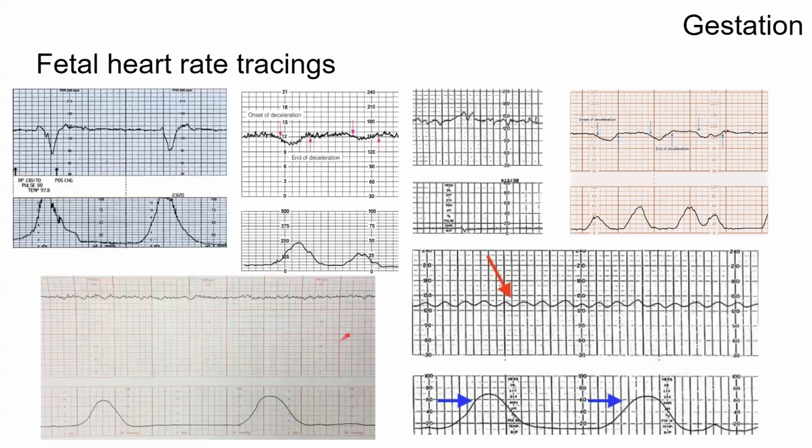Okay, so as I promised, these are some examples of fetal heart rate tracings. We'll just go through each one. So this one we already saw. This was the variable decel, and if you look, this one is not as good.